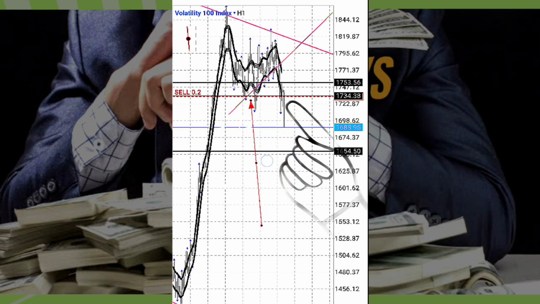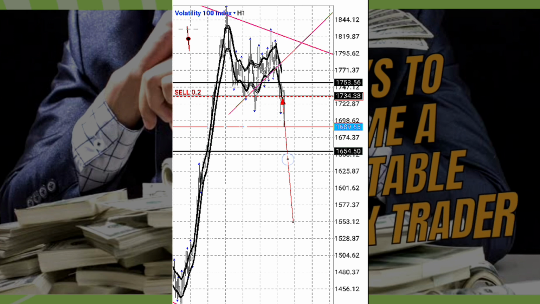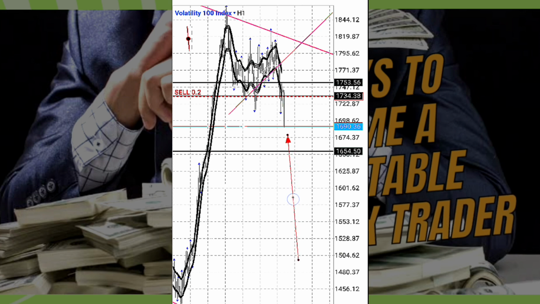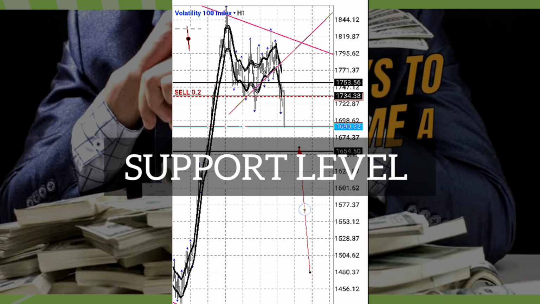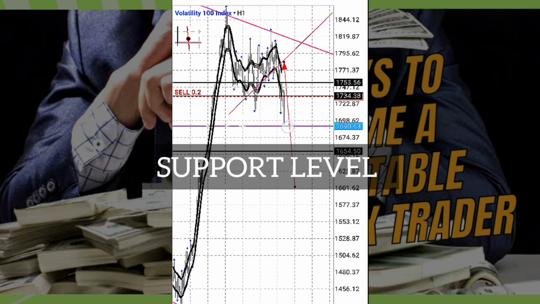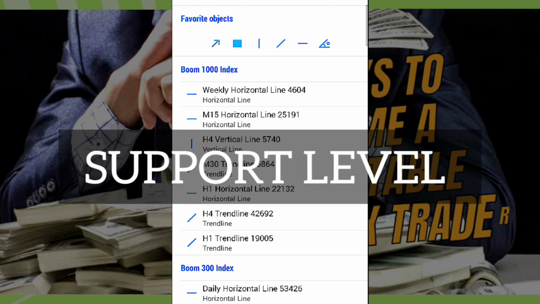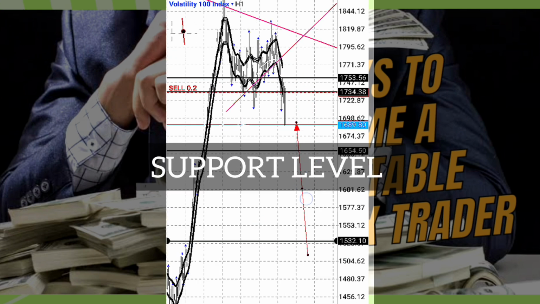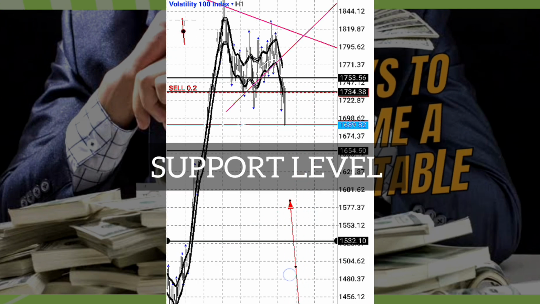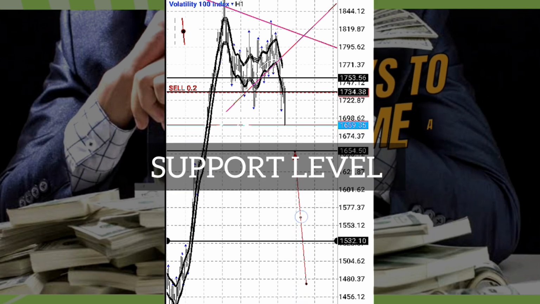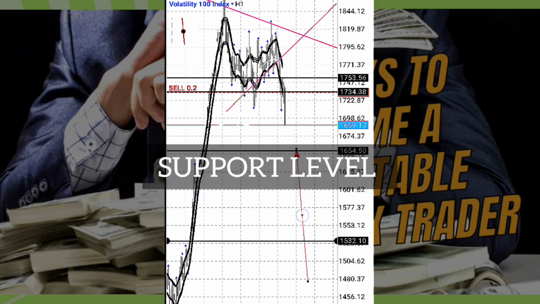Once it starts dropping down, you don't waste time, just take your entrance, enter immediately, and allow it to sell down toward these various support levels. This is one support level, this is another support level, and this is another support level again. So you have the first support level and second support level. This market is coming here to hit on this support level.